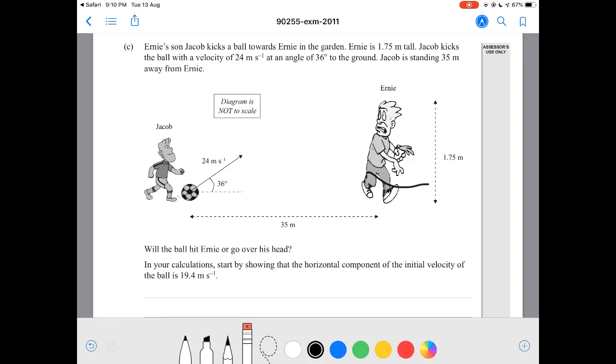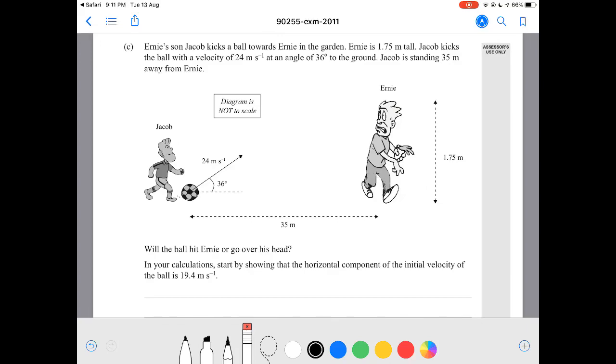So in this question, Ernie's son, Jacob, kicks the ball towards Ernie in the garden. Ernie is 1.75 meters tall, and Jacob kicks the ball with a velocity of 24 meters per second and an angle of 36 degrees to the ground. Jacob is standing 35 meters away from Ernie. Will the ball hit Ernie or go over his head? In your calculation, start by showing the horizontal component of the initial velocity of the ball is 19.4 meters per second.